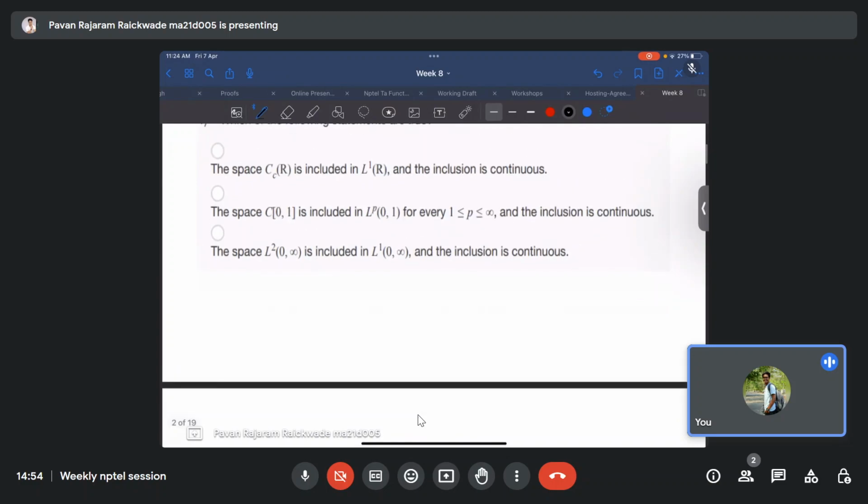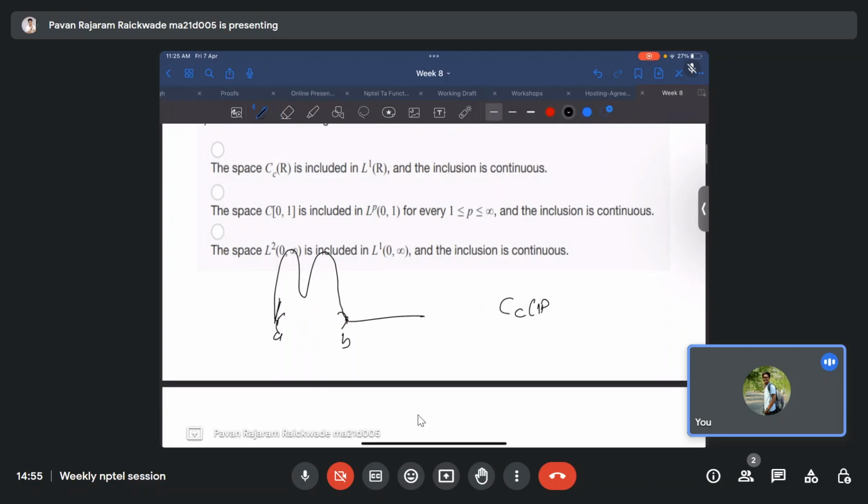First of all, it's included, which you can see because C_c over R is just the space of all continuous functions with compact support. That means after some compact set, whatever the function in the set may be, it's going to be zero everywhere. So you can just integrate the function over R, it is just the integral over this [a, b], and since it is continuous on [a, b], it's integrable. So the inclusion will always be true. C_c over R is contained in L1 over R.